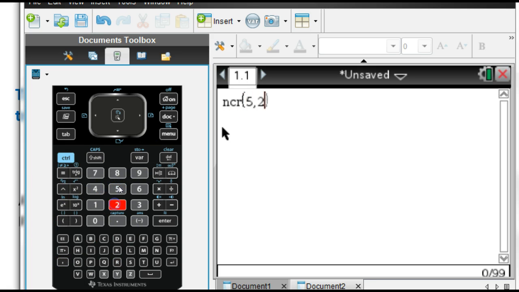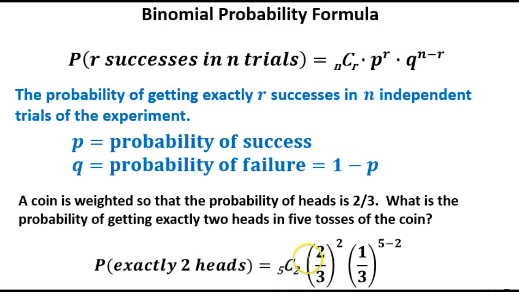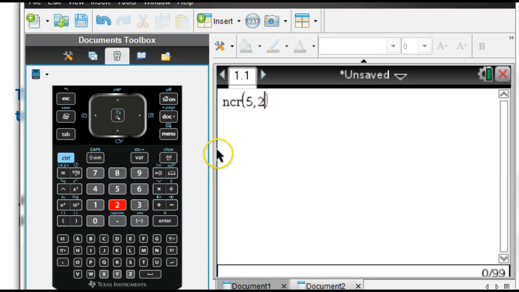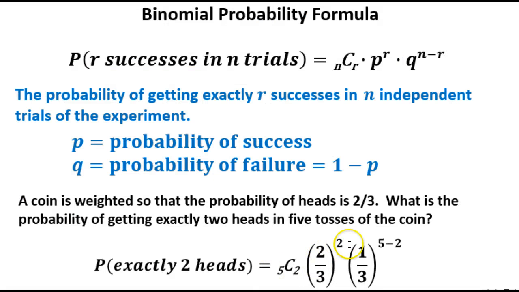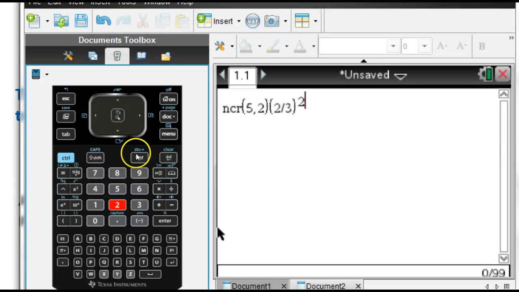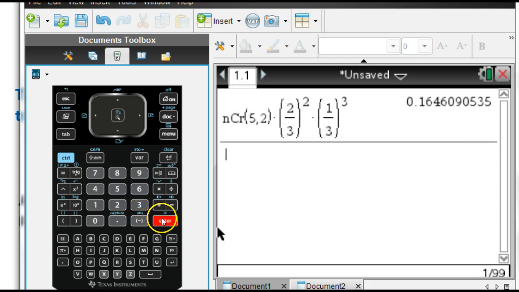5 choose 2. Alright, now 5 choose 2, times 2/3 squared. So we'll go over here and we'll go 2 divided by 3, squared, times 1/3. 5 minus 2 is just 3, so 1/3 cubed, essentially. One-third cubed. And then just hit enter. This will give you your probability of getting that.